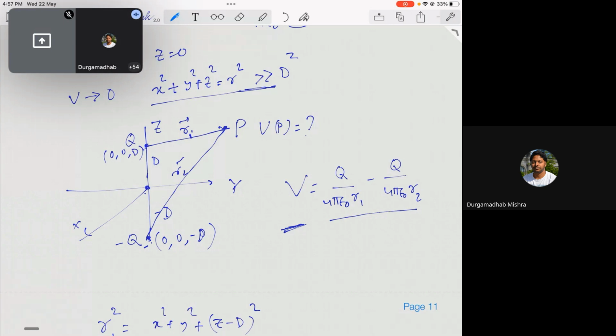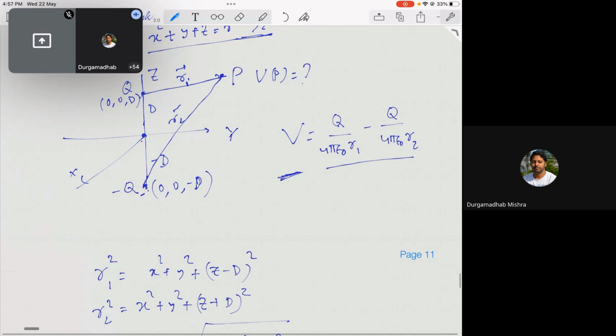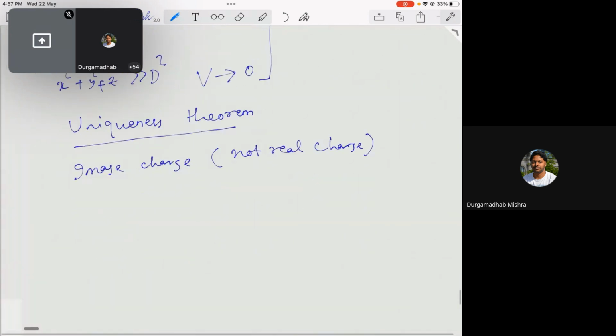So for different charge distributions, where this charge has to be located can be different also. That's why it is not applicable in many cases. Okay, so only in a few cases is this method of images applicable.